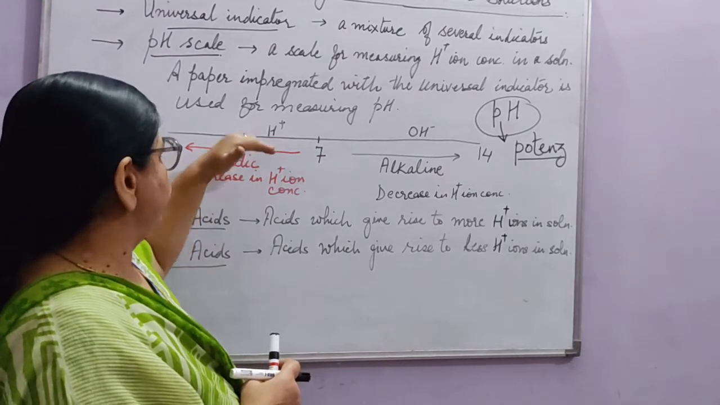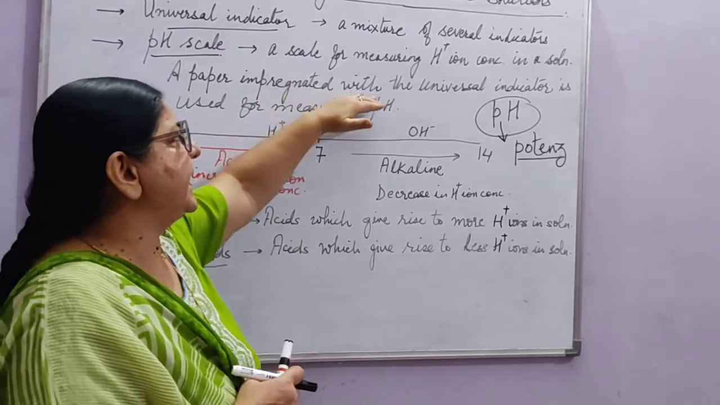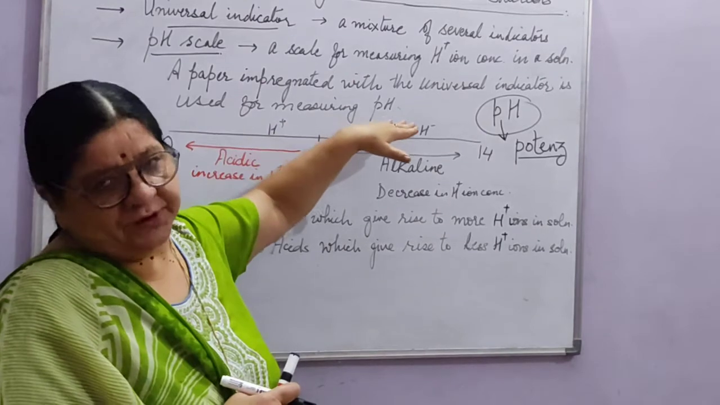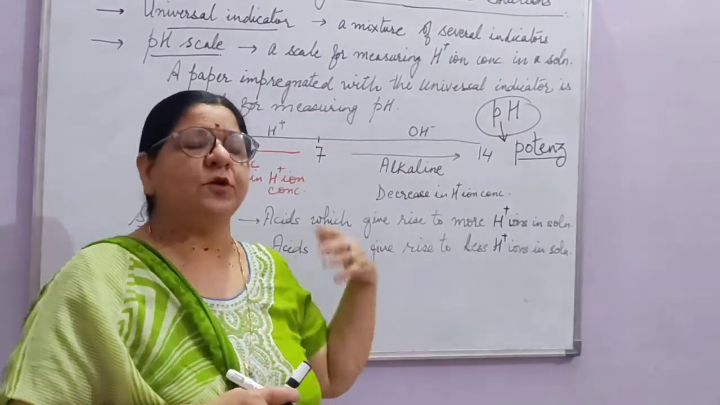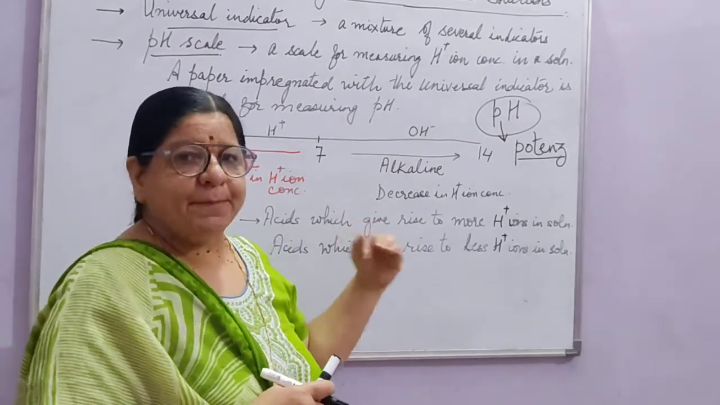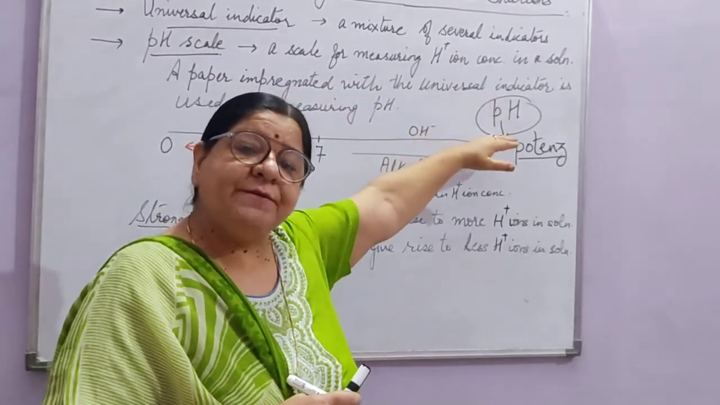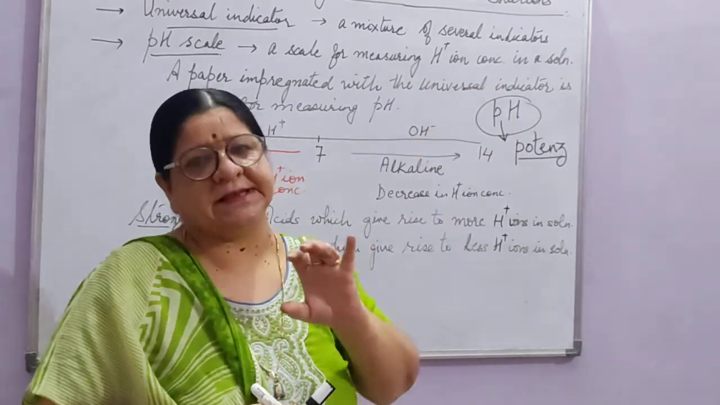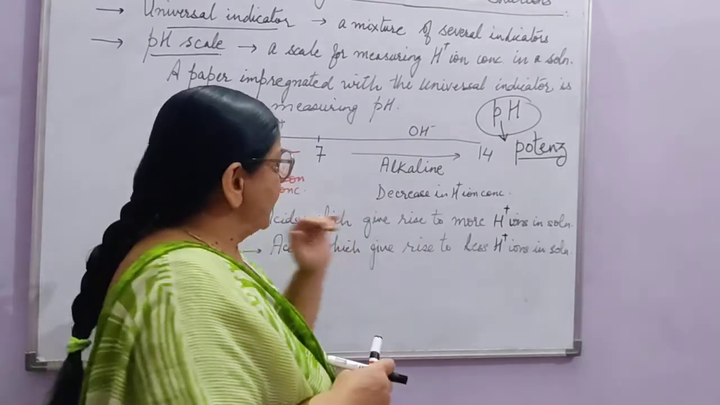A paper impregnated with a universal indicator is used for measuring pH. Actually, we have the pH paper in the labs also, when we do the experiment. Now, what is that pH paper? It is a paper which is impregnated with the universal indicator, and it shows different colors. We have different colors.